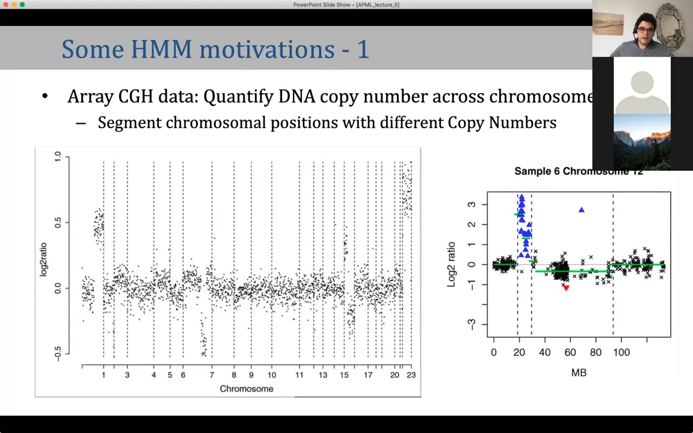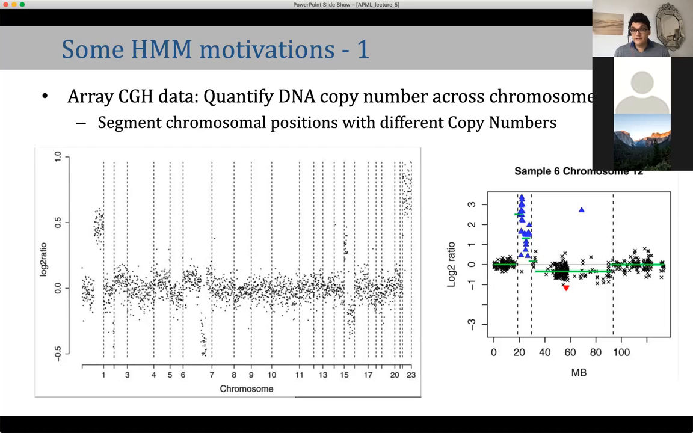I don't know if you already heard about this kind of data. This is data which is still used nowadays in clinic, which started to arrive before, let's say, high-throughput sequencing, and it's array CGH data. It's a technique where you can quantify along the chromosome of a patient, or if you take a tumor sample, you can see if you have a variation in the copy number with respect to a reference genome, a reference chromosome.